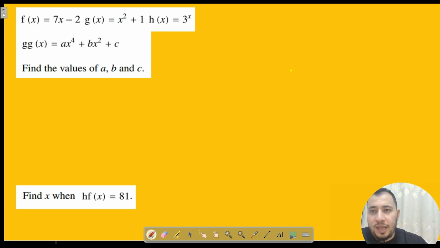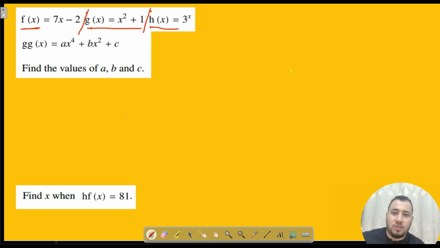Okay, let's take a look at this question here. In this question, I have f of x, I have g of x, and also I have h of x. So here, let's spread them out. I have 3 different functions. He told me already that g of x is a composite function from a function and itself. G of x equals ax power 4 plus bx squared plus c. And our purpose now is to find the value of a, b, and c.